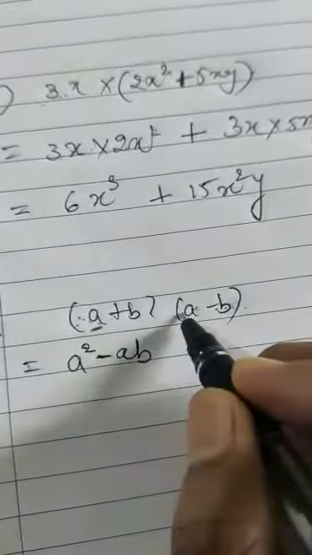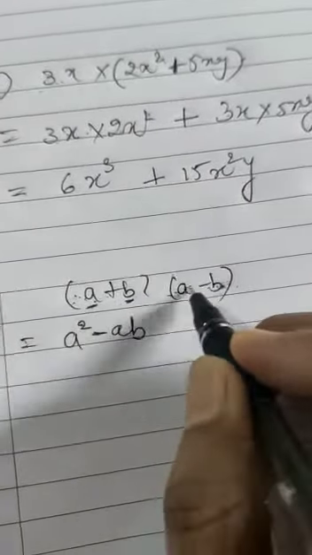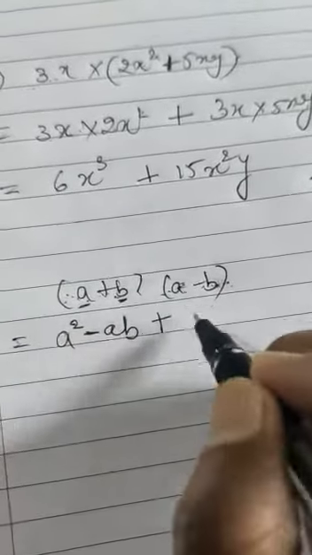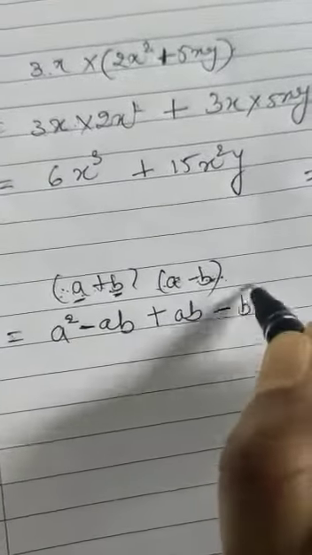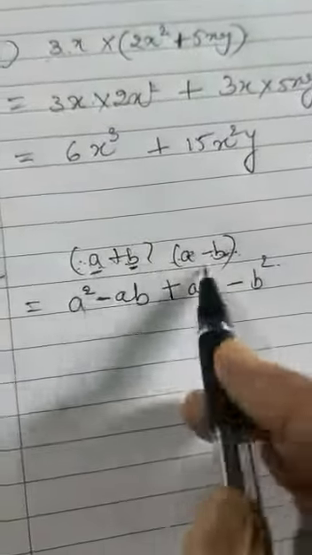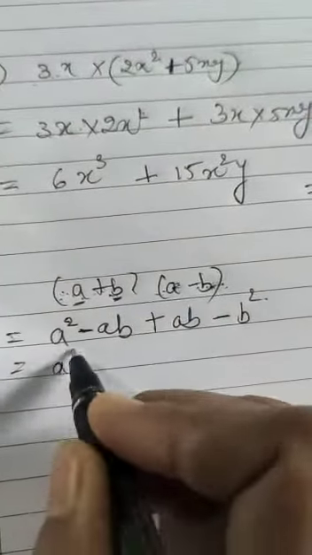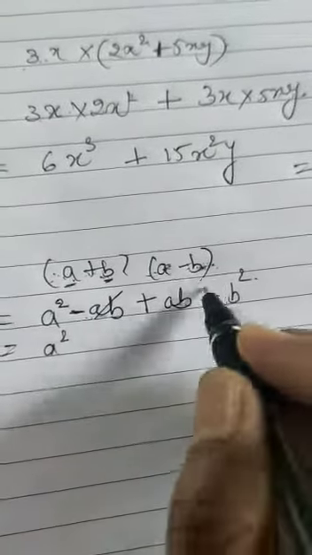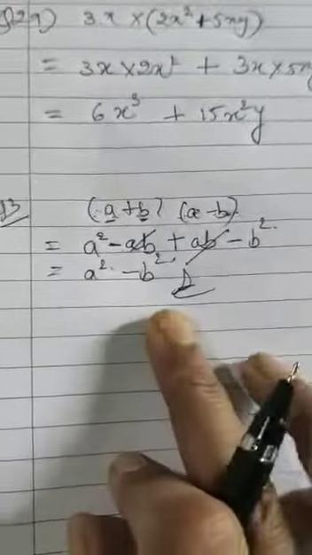This a we have multiplied with this 2. Now this b we are going to multiply with this 2. Plus plus plus, a into b, ab, plus minus minus, b into b, b square. Always multiply the sign first. Okay, now a square, this ab in plus and this ab in minus, so plus minus will get cancelled, a square minus b square will be the answer.